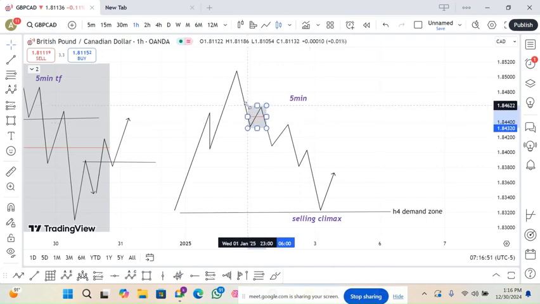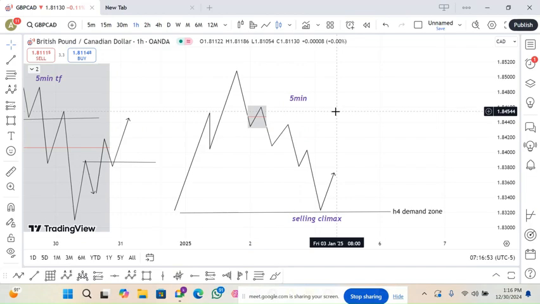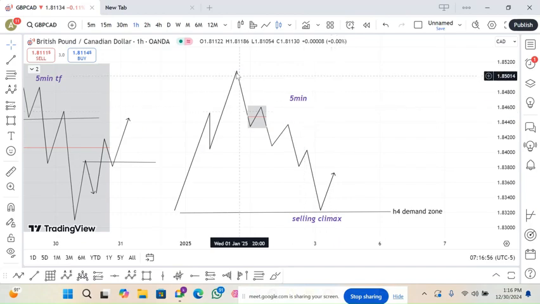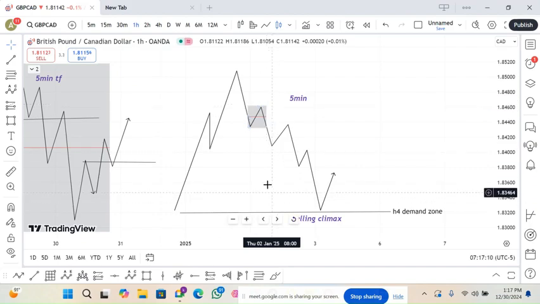So now to know the selling climax, you can see the five minutes is moving to the downside. You know we are all bullish, right? So now look at the retracement that has happened when it's pulling back into premium to sell.